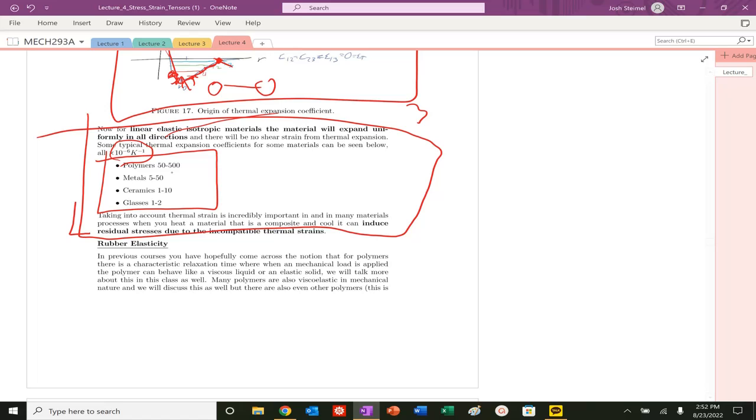But you see that polymers can expand a lot. Again, the thermal expansion coefficient is also related to the interatomic bonding potential, so you can see some of those values. As you cool or heat up a material, you could also induce residual stresses due to incompatible thermal strains. And we'll talk about that a little bit later. We mentioned briefly in the last video that sometimes the origin of elasticity can come from that entropic component. And we're going to see that in action in just a bit.